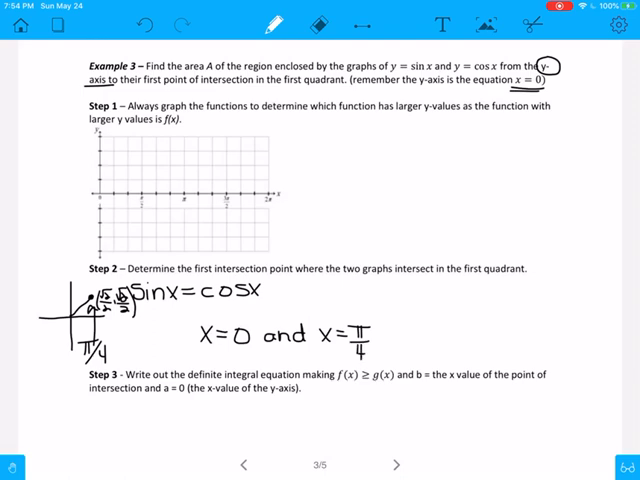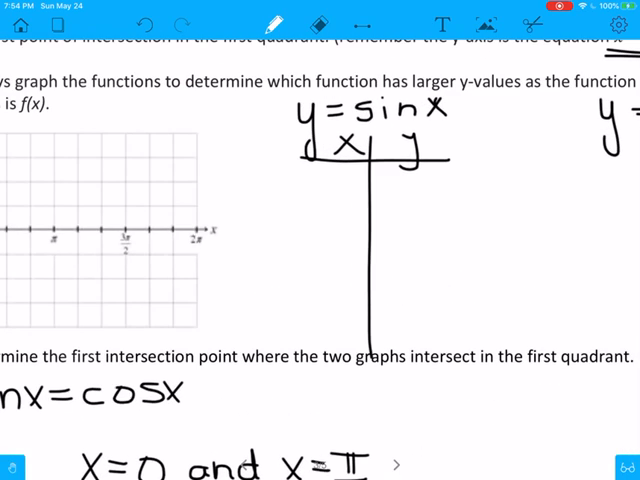So that's all we're going to really need to sketch. There's way more we could sketch, and it doesn't hurt if you do sketch more, but you don't have to. So we need to sketch y equals sine x and y equals cos x from 0 to pi over 4. So we have 0, pi over 6, pi over 4, and that's all we really need to go to.